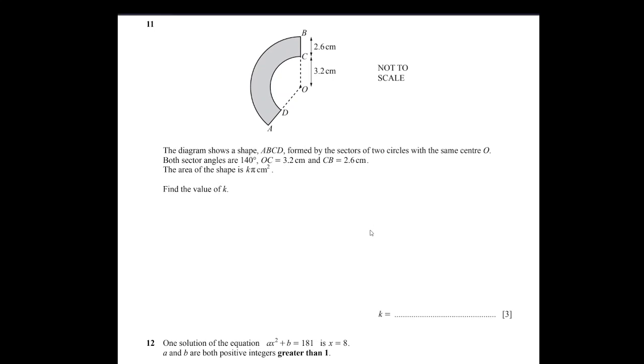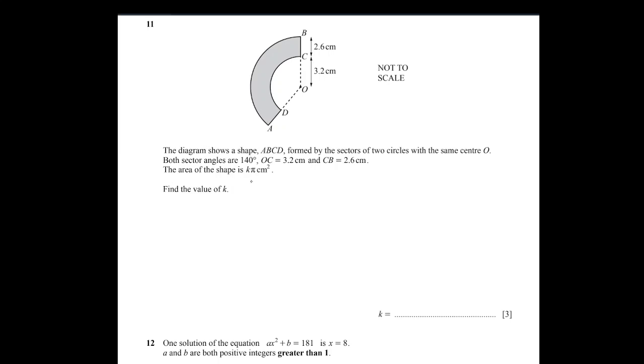The diagram shows the shape A, B, C, D formed by the sectors of two circles with the same center O. Both sector angles are 140 degrees. OC is equal to 3.2 centimeters and CB is equal to 2.6 centimeters. The area of the shape is K pi centimeter square. Find the value of K.